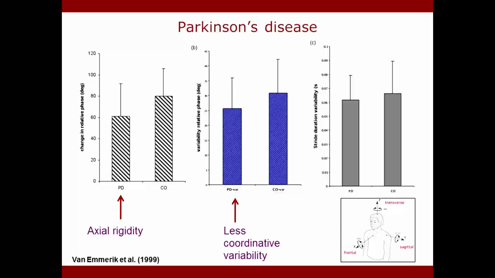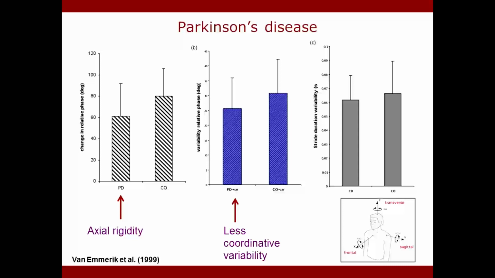So the relative motion between the trunk and the pelvis is already affected. There's less of a relative motion and less of an adaptation when they speed up. So when they walk on a treadmill, going from slow to fast speed, that coordination changes less. And this is what we claim is associated with axial rigidity.